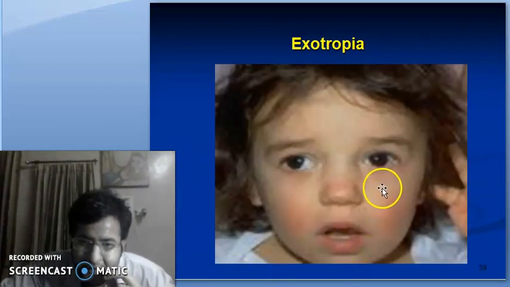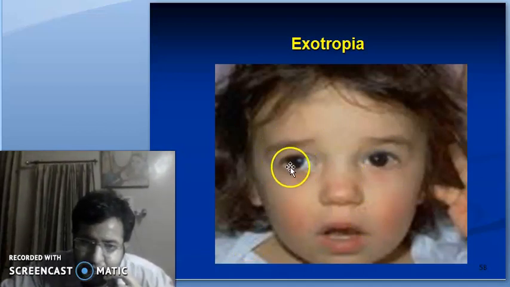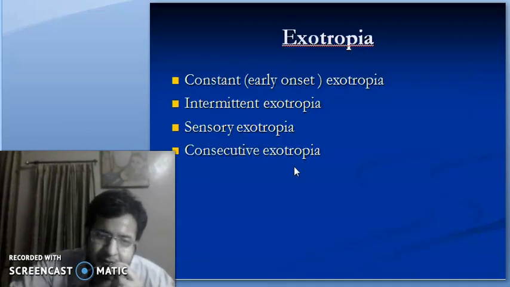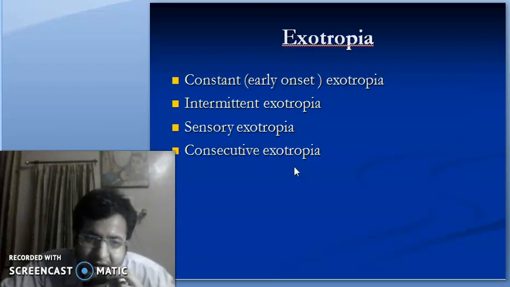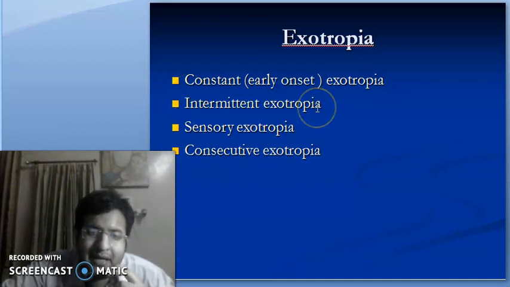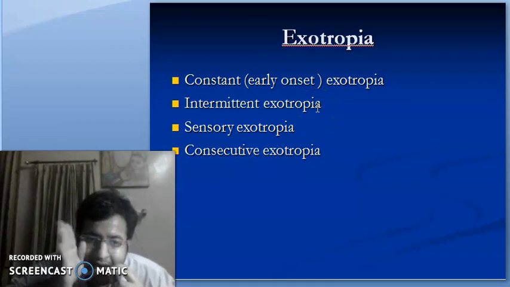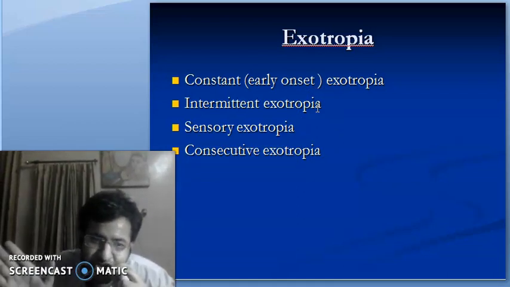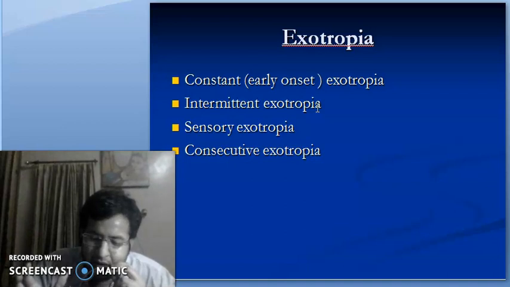Exotropia is when the fixating eye is looking at you and the strabismic eye moves outwards. We can see the corneal reflexes; here the corneal reflex has come in and the eye has moved outward. The classification of exotropia includes constant early onset exotropia in childhood, and intermittent exotropia, in which the eye moves into an exotropic, that is the outside position, whenever the eye is overstressed.